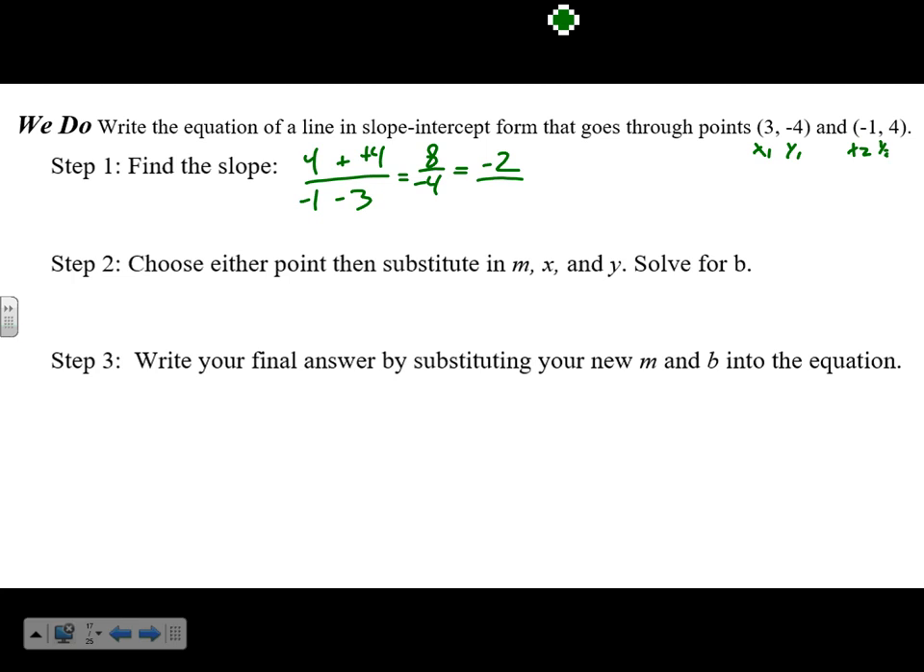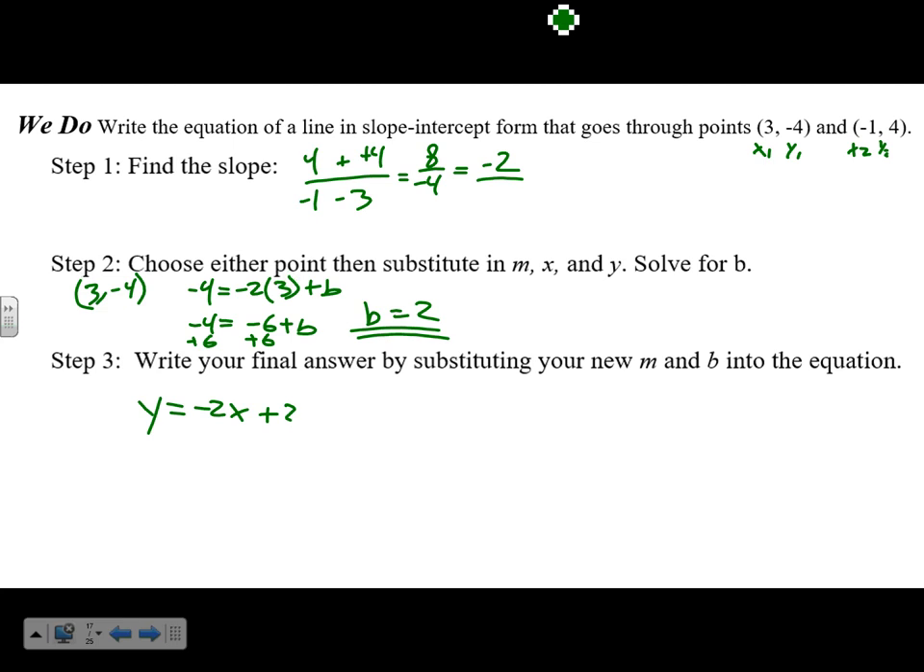I'll use my first point, 3, -4, for this one. It doesn't matter which point you use, just pick one. So my y is -4, equal to my slope -2 times my x, which is 3, plus b. So that's -4 is equal to -6 plus b. Add 6 to both sides, and I get b is equal to 2. So for slope-intercept form, we get y is equal to -2x plus 2. So that's one way to do it.